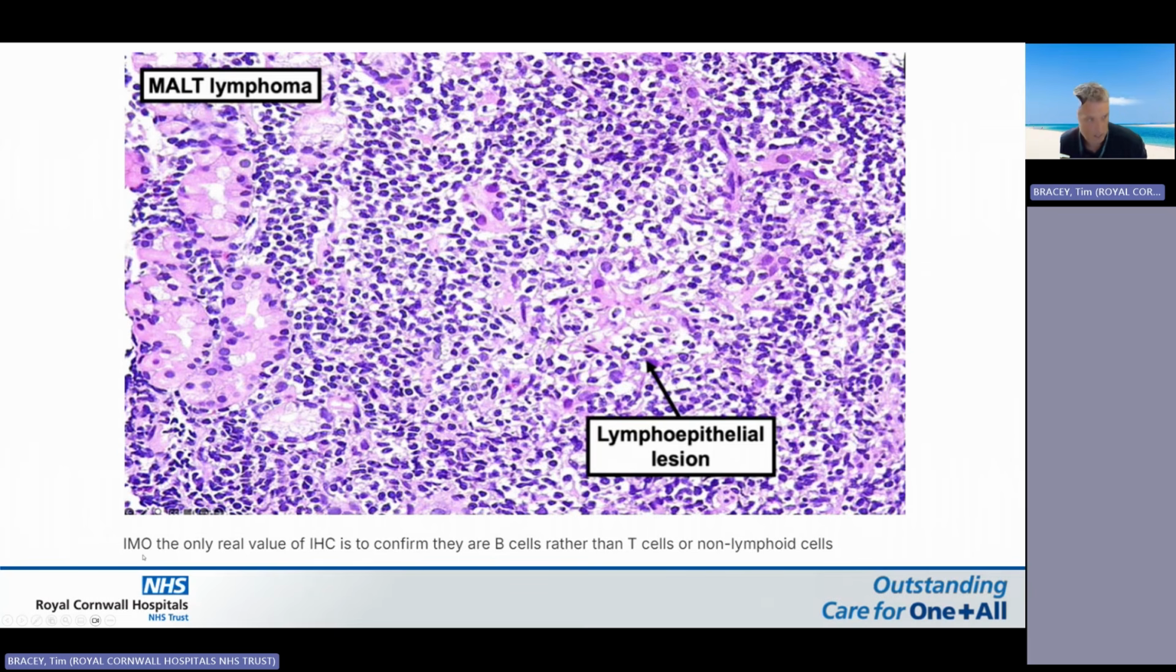I just put this line in: in my opinion, I don't think there's a lot of help from immunohistochemistry other than to confirm that they are B cells rather than T cells or non-lymphoid cells. Of course, one of the concerning features is, are you missing a carcinoma, which can occasionally have this diffuse appearance.